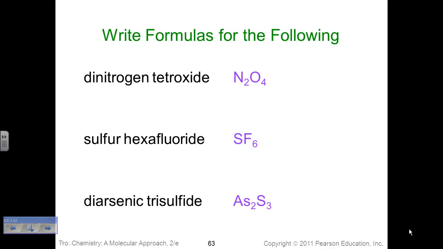Arsenic. Arsenic is number 33 on your periodic table. Find it and you can see the symbol AS.